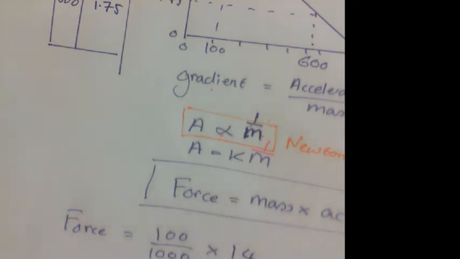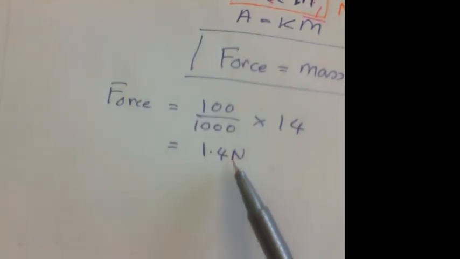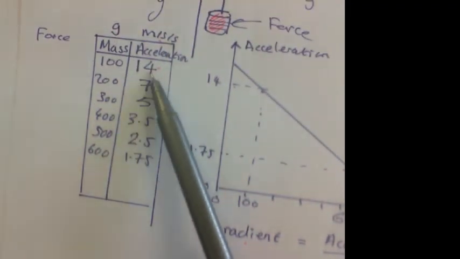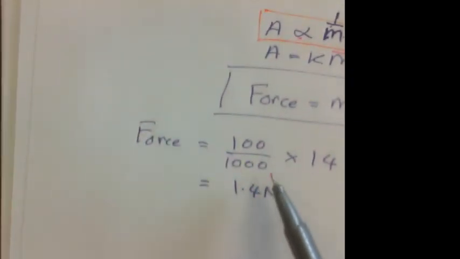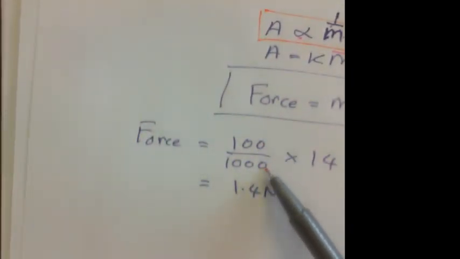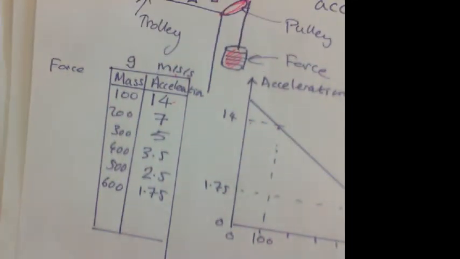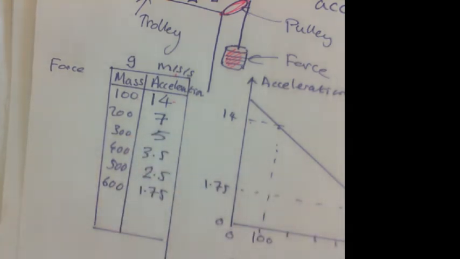In the example here, you can see that that is roughly 1.4 newtons each time, because if I've got 100 times by 14, I'm going to get 1,400. But I need to convert that into newtons by taking my grams and turning them into kilograms, and I do that by dividing by 1,000. If you look, each time that is roughly 1.4 each and every time.